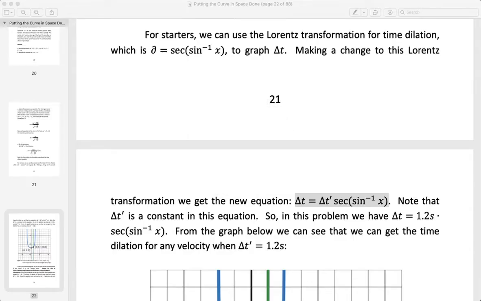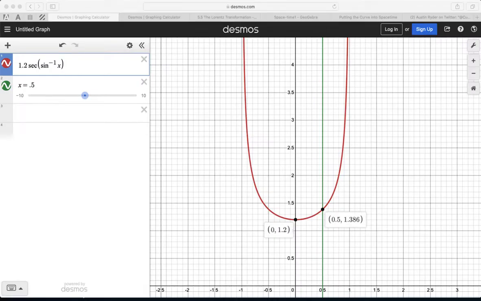As you can see on the bottom right hand corner, highlighted in gray is my equation for delta t, and this is what I plug into Desmos.com. As you can see from the graph, at half the speed of light, the green line where x equals 0.5, and using 1.2 seconds, I get delta t as 1.386 seconds. And if I round it to the nearest tenth, I will get the same answer as 1.4 seconds.